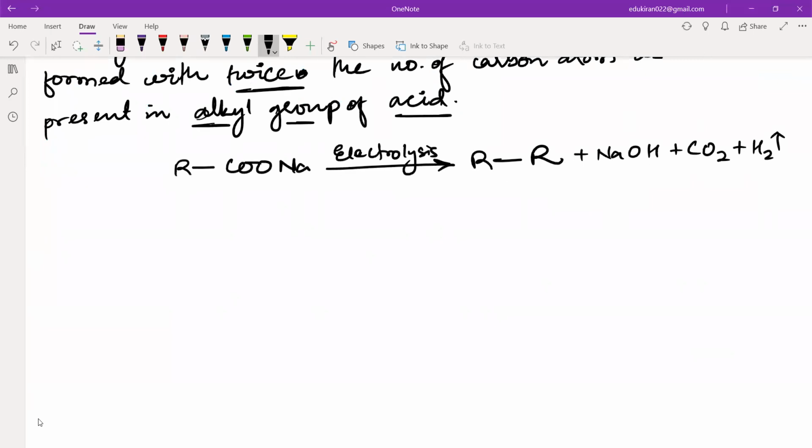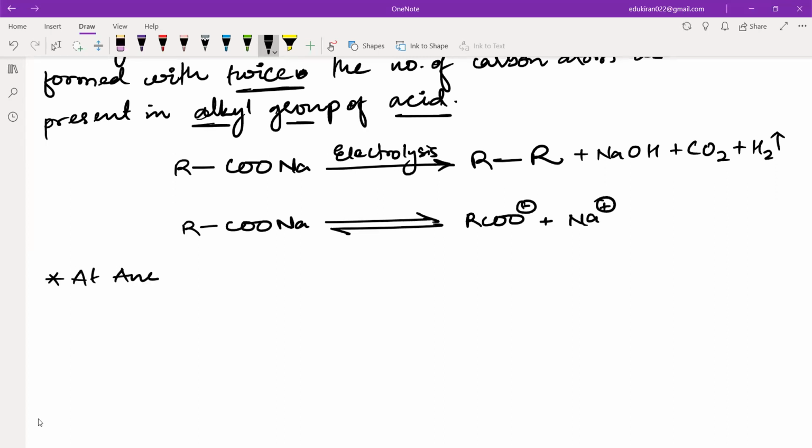Okay, fine. Now what happens in this reaction? So electrolysis, there will be anode and there will be cathode. First of all, we know that RCOONa can easily ionize into RCOO negative and Na positive. Whenever you have a cell, there will be electrolysis happening, so there will be anode and cathode. There will be some reaction happening at the anode. And at the anode, only oxidation happens. Oxidation means loss of electron. So who can lose electron? Tell me guys, can RCOO negative lose electron or will sodium lose electron?